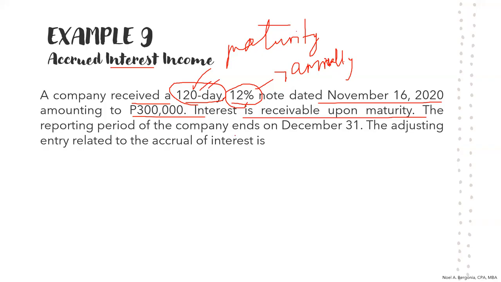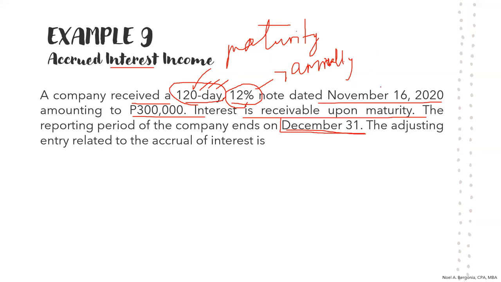Now, the reporting period of the company ends on December 31. Just like what I mentioned a while ago with regards to accrued expense, itong accrued interest income natin, tumakbo yung interests pero hindi pa natin nare-receive yung pera, kasi we will wait until 120 days. Actually, ang 120 days niyan, ilang buwan yan? Kung 30 days, apat na buwan, di ba? Kung November nagsimula, December, January, February, March, up to March 15 maybe yung due date niyan, so next year pa. Pero we need to record already up to December 31 kasi na-earned naman na natin.